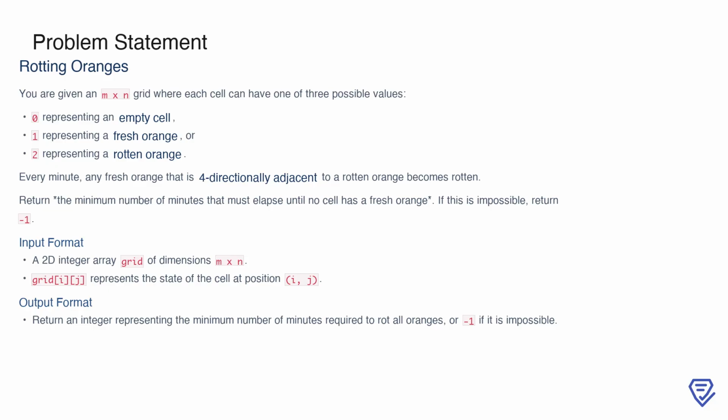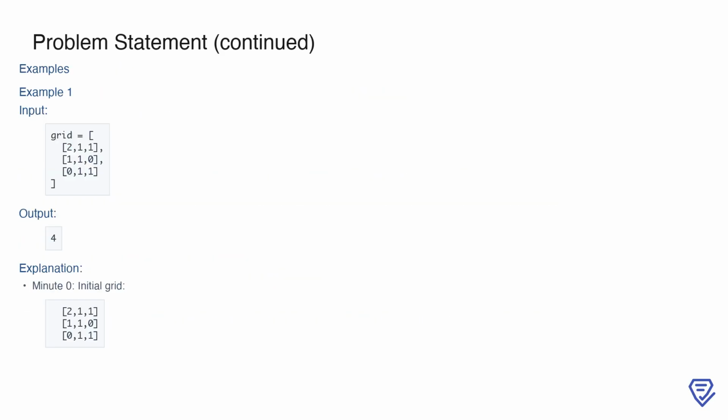The input will always be a 2D grid of integers, and the output will be a single integer representing the time required, or -1 if it's impossible to rot all oranges. Let's take a look at an example to understand how the process works. Suppose we have the following grid: 2 1 1, 1 1 0, 0 1 1. At the start, there's one rotten orange at position 0 0, and several fresh oranges surrounding it. The goal is to determine how long it takes for all the fresh oranges in this grid to rot.